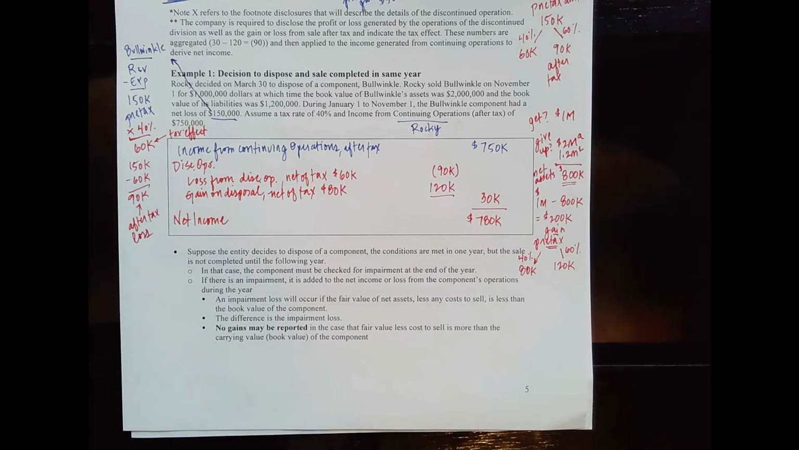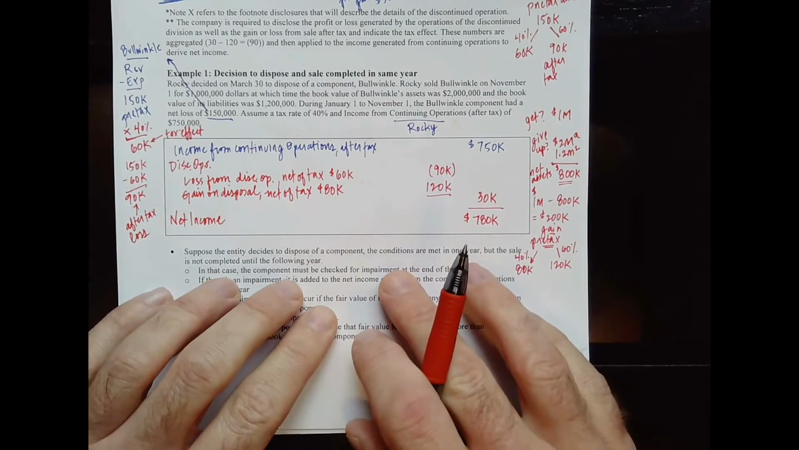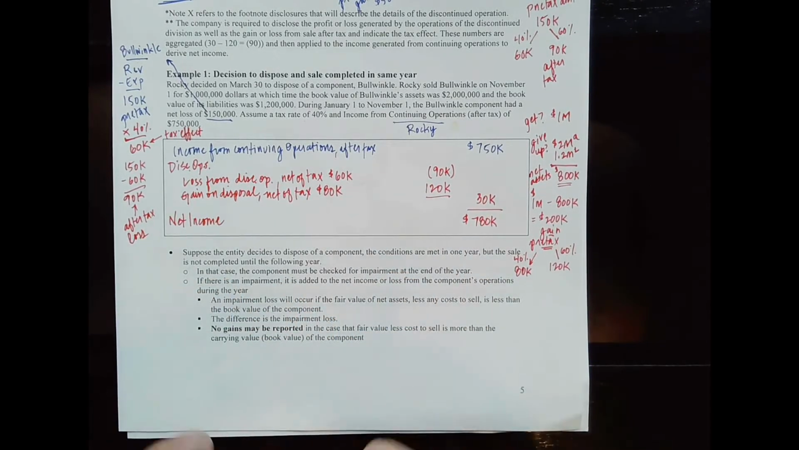So the prior example assumed that we were able to sell the discontinued component in the same year that the decision to discontinue it was agreed upon by the board of directors. Now, suppose that we meet all the conditions to dispose of a component. It is separate. We are able to separate the revenues, expenses, assets, and liabilities of the discontinued component from the ongoing portion of the company.